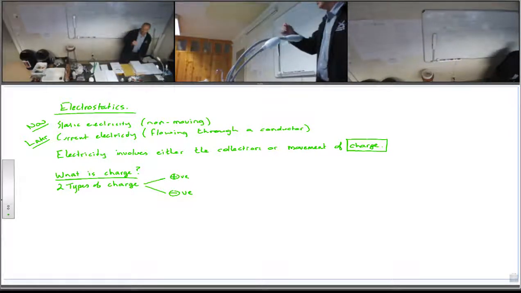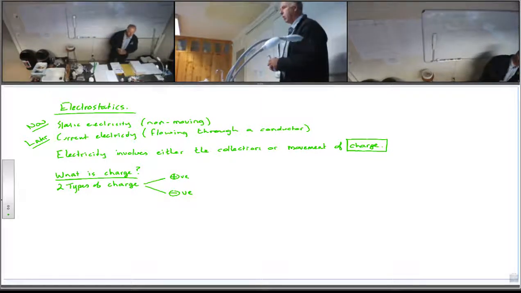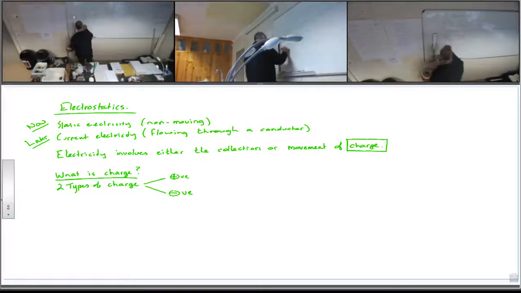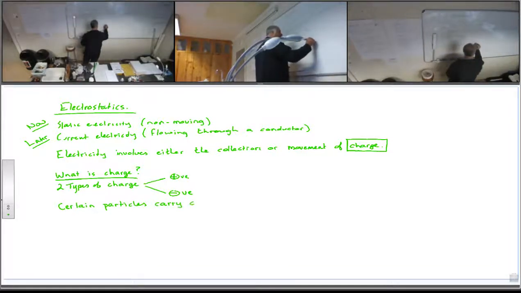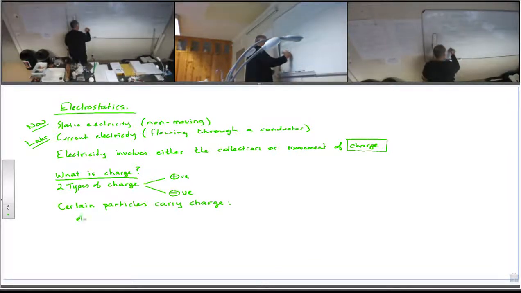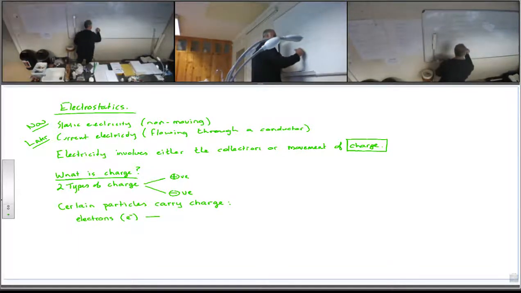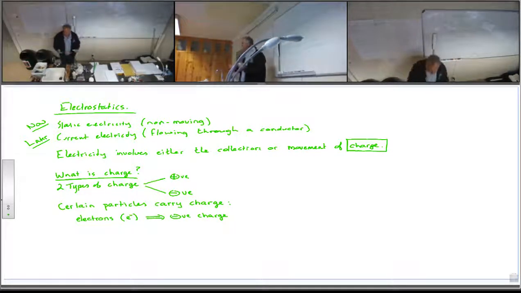But no person has ever seen charge. Okay. Later on, they discovered that this charge is found on certain particles. So certain particles carry the charge. Give me an example. Electrons. We abbreviated them e negative. They carry a negative charge. Okay. What makes them negative, we don't know.